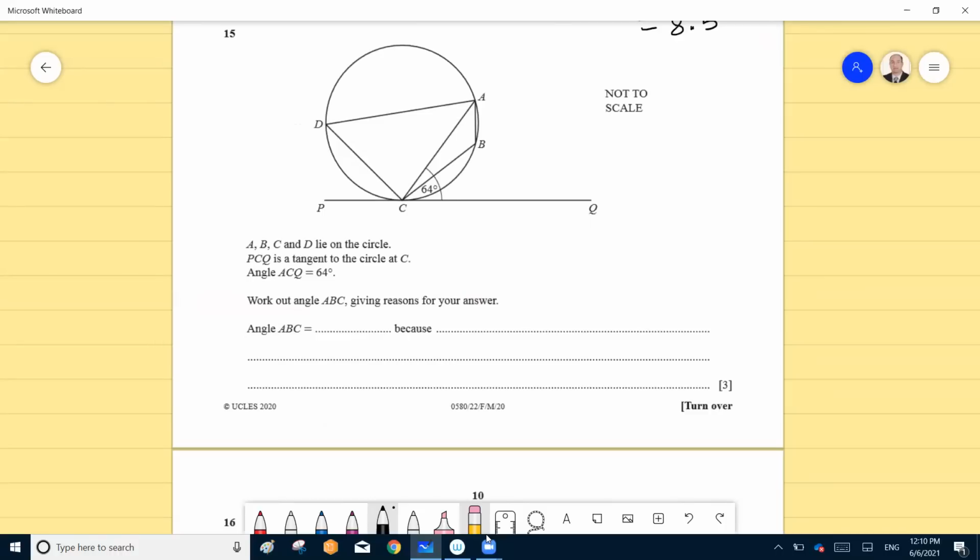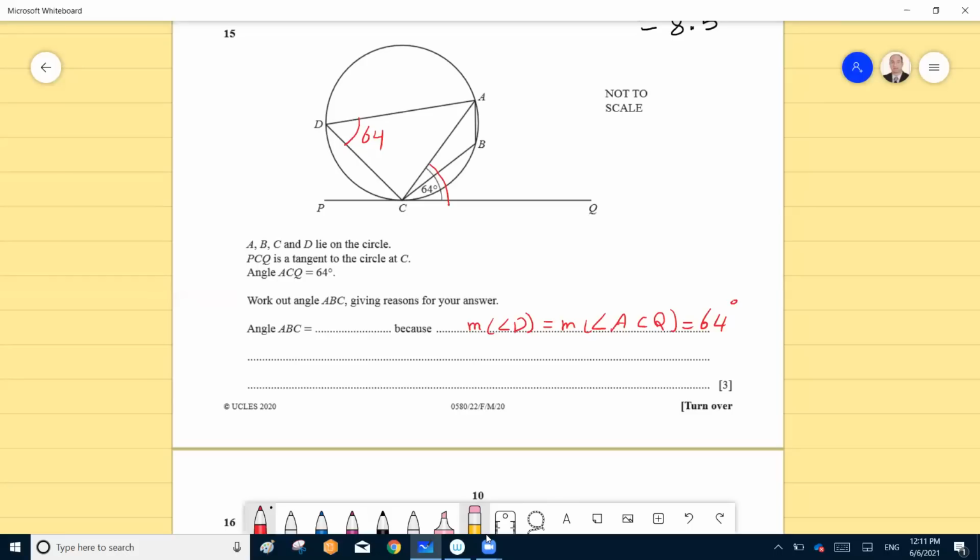ABCD lie on a circle, BCQ is a tangent to the circle at C, angle ACQ is 64. Work out the angle ABC. So look, this angle is called the angle of tangency. Its measure is equal to the measure of the inscribed angle subtended by the same arc. So 64 equals 64. You can start by writing: measure of angle D is equal to measure of angle ACQ. Each of them is 64. This is the angle of tangency theorem.